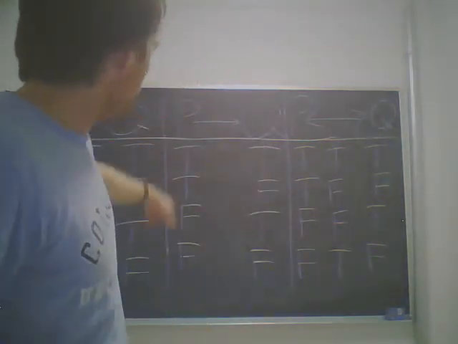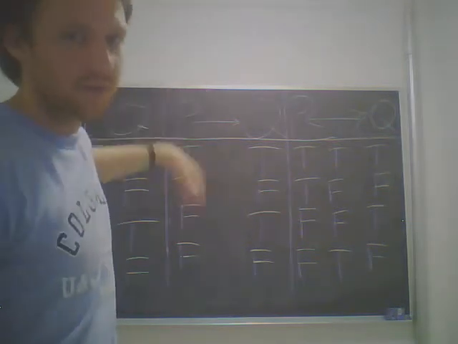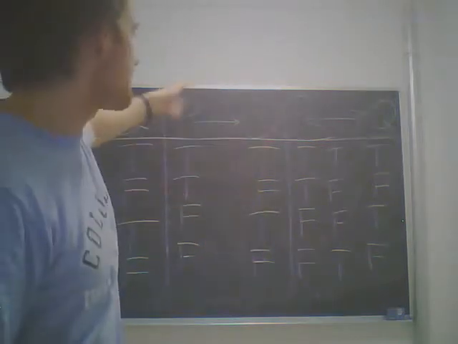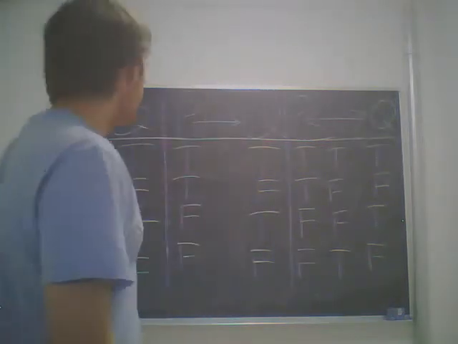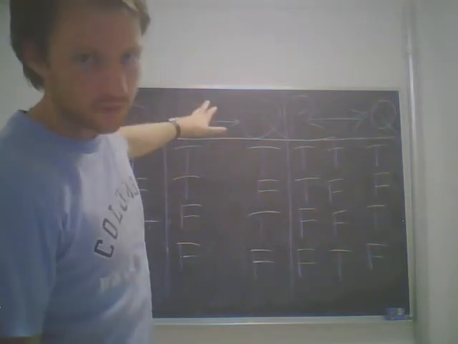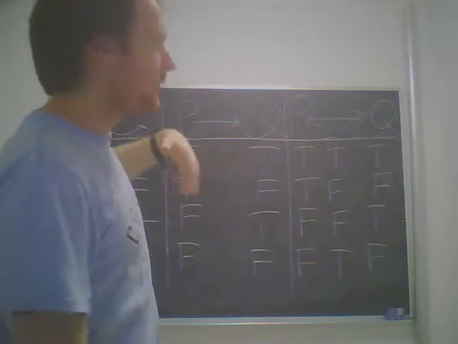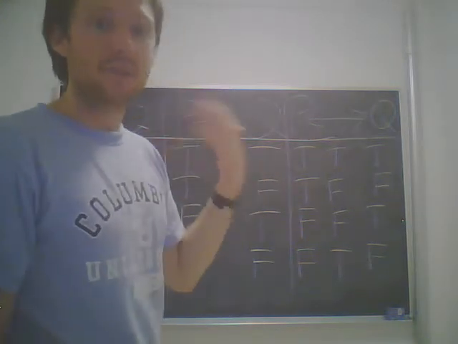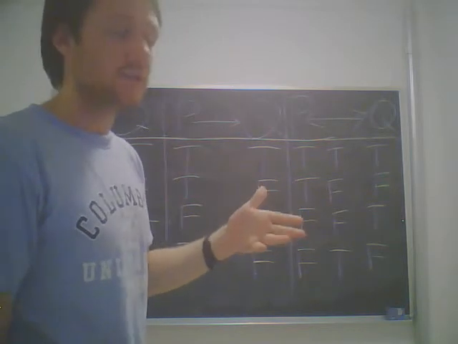I look and see where P is false. That's the antecedent. It's what comes before. You can think about the Latin word ante, which is before. And then Q is the consequent. That's the thing that comes after the arrow. So in order to determine the truth value of the conditional, I look for when the antecedent is false. That tells me that the conditional in those cases is true.